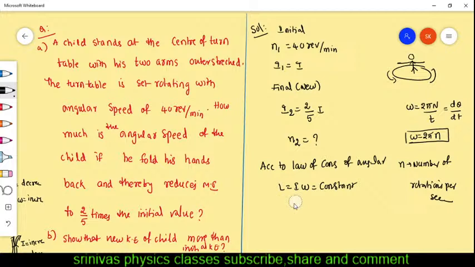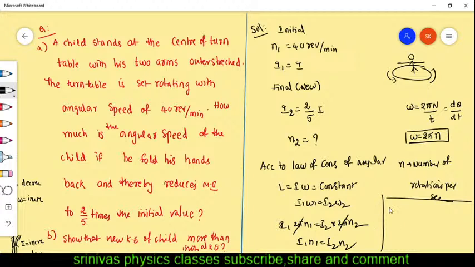According to the law of conservation of angular momentum, I1 omega 1 is equal to I2 omega 2. We write omega 1 as 2 pi n1 and omega 2 as 2 pi n2. From this, 2 pi gets cancelled, then we get the formula I1 n1 is equal to I2 n2. Substituting this, you will get the answer. Very simple. Anybody got the answer?